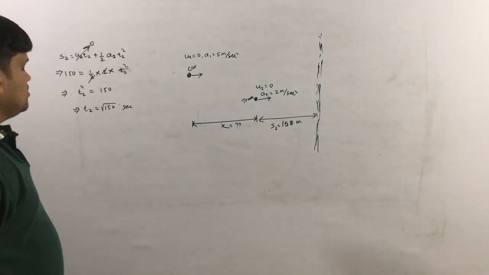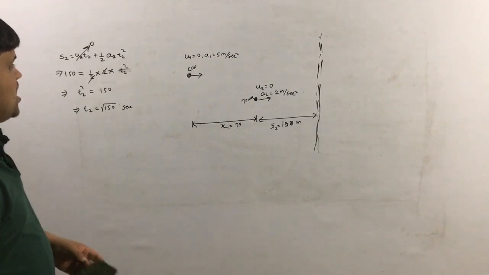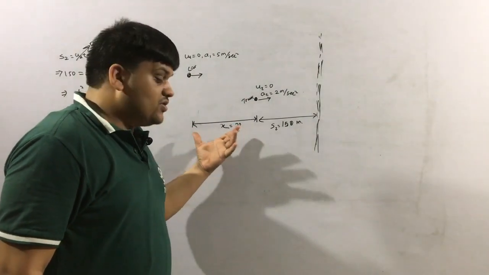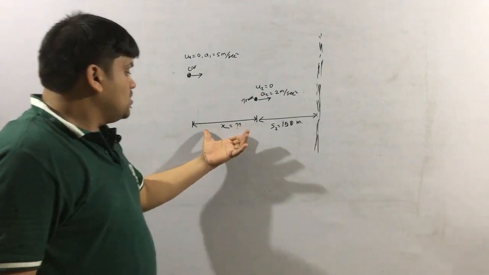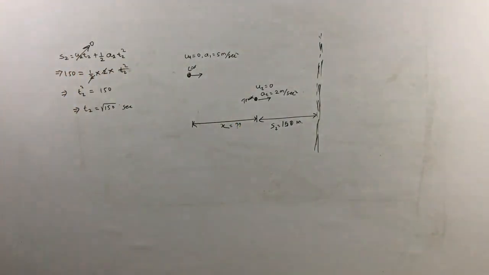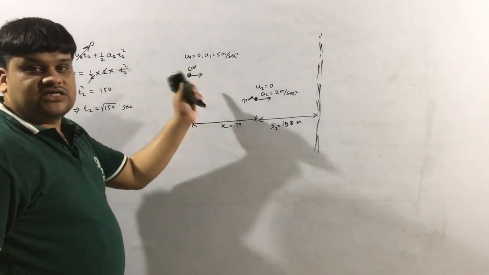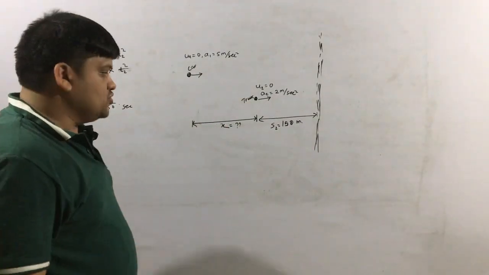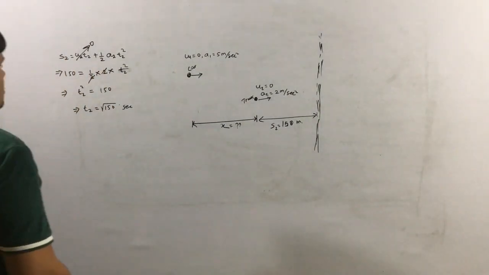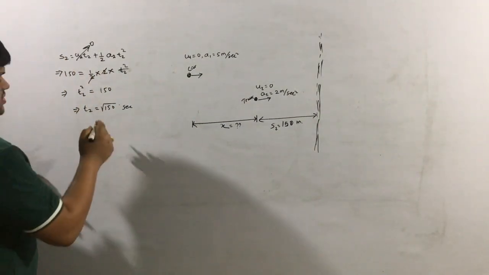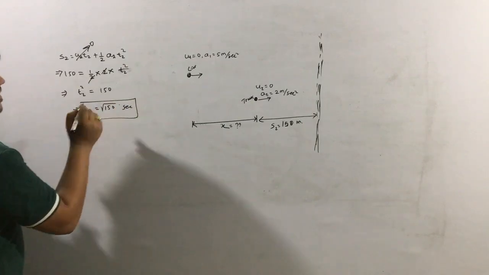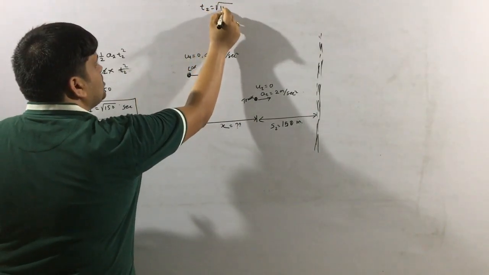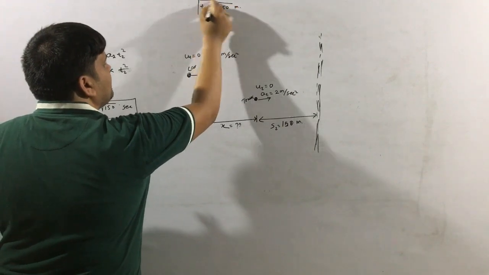Now what is the next part? Next part is what was the distance initially? Initially, what is the distance between the car and the truck? Now to find this distance, we have to use relative motion. So how to use that? Let me remind you that t2 is found as root over 150 seconds.